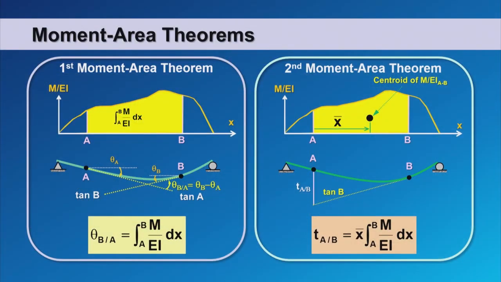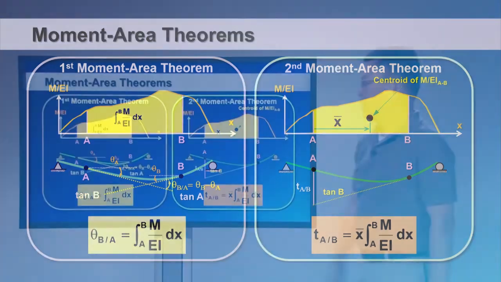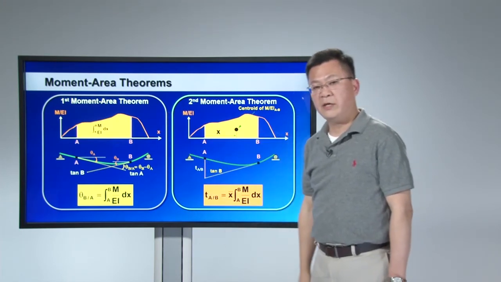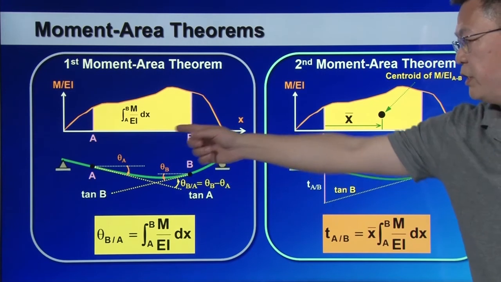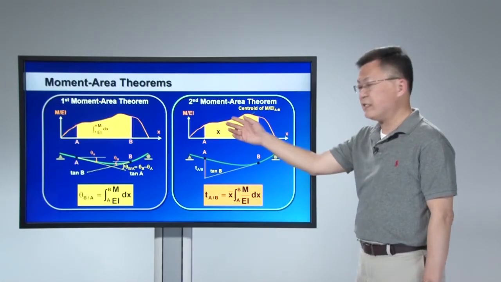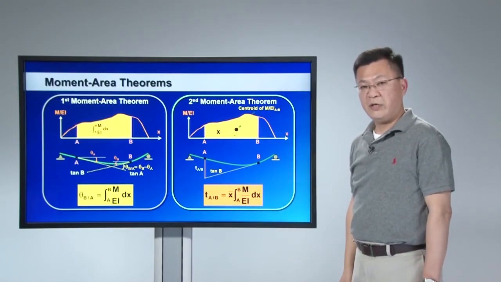So here's a summary for the two moment area theorems. The first moment area theorem tells you the relative rotation angle between two points. The second moment area theorem tells you the projected distance between the two points.